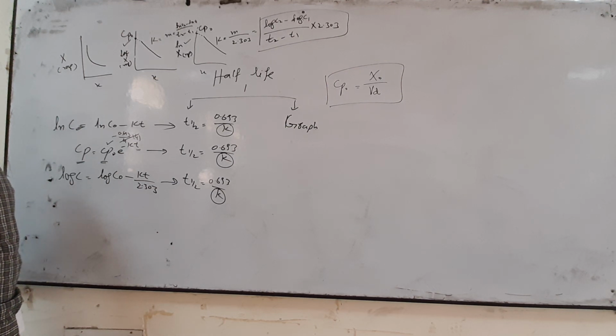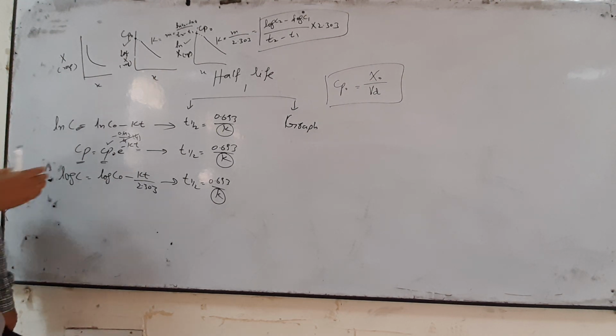X naught is the actual dose. For example, we are giving a drug to the patient with a dose of 100 milligram, and Vd of the drug is 5 liter. Then we will divide 100 by 5. The answer is 20. Then our Cp naught is 20 milligram per liter. Units will be the same as the units of the dose and the volume of distribution.